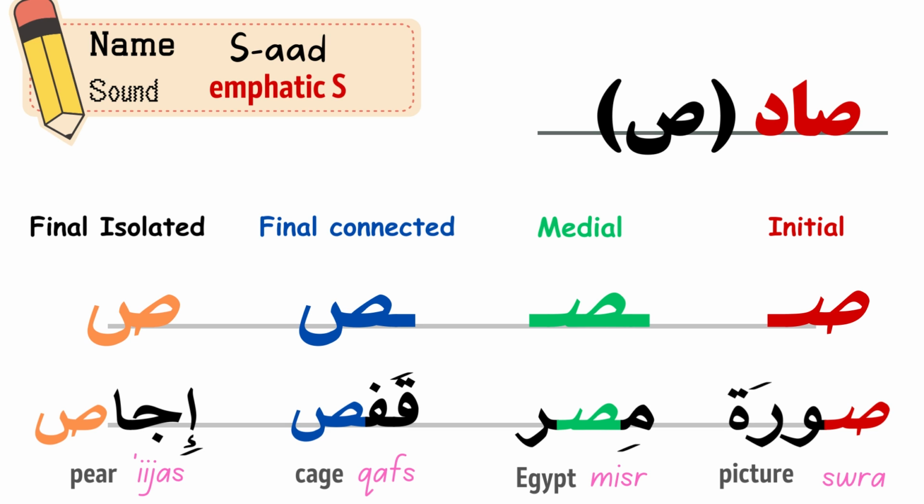The letter saad. Word surah shows the initial form of the saad. Word misr shows the medial form of the saad. Word qafas shows the final form connected of the saad. And word ijas shows the final form isolated of the saad.